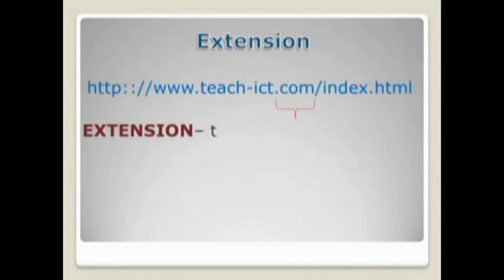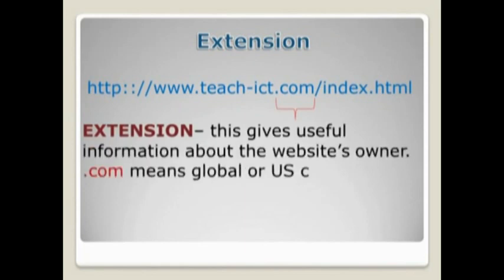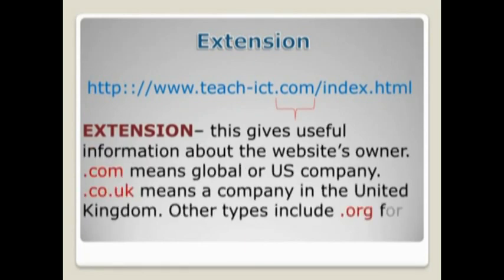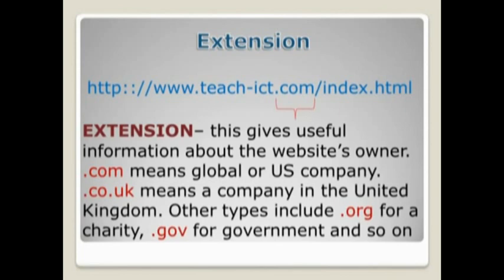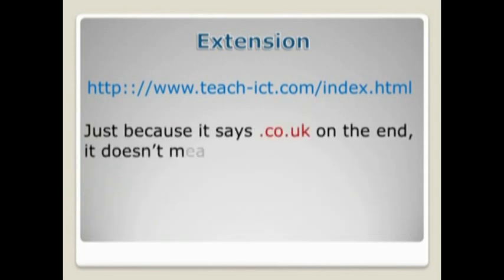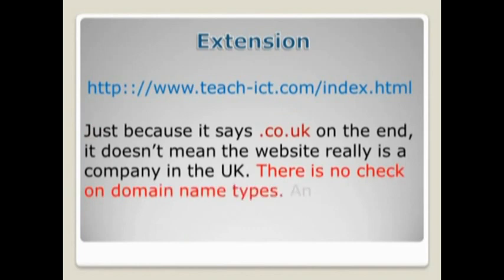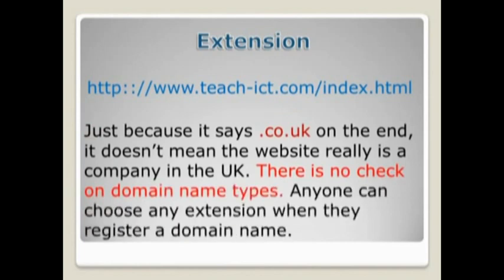Extension. .com means global company. Extensions give useful information about website owners. For example, .co.uk means a company in the United Kingdom. Other types include .org for charity, say, or .gov for government. However, just because it says .co.uk on the end, it doesn't mean the website really is a company in the UK, because there's no check on domain name types. Anyone can register a domain name with any extension.